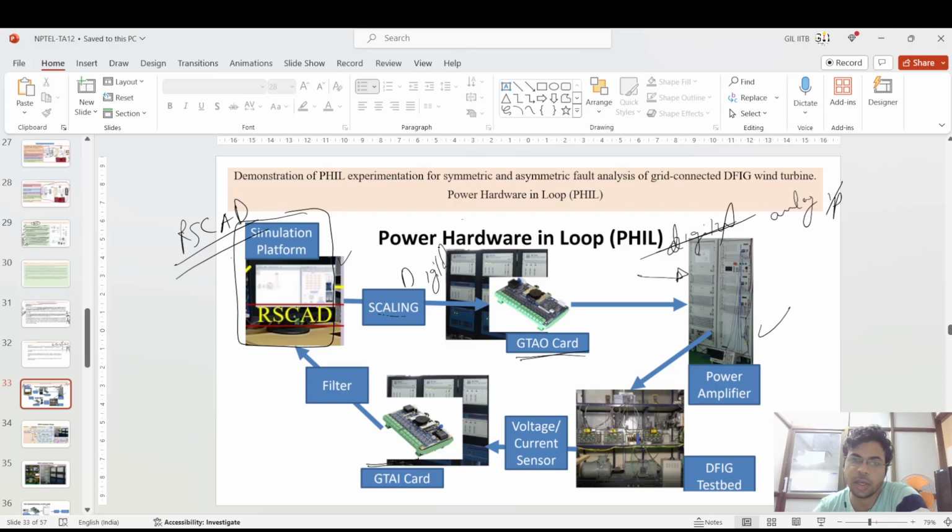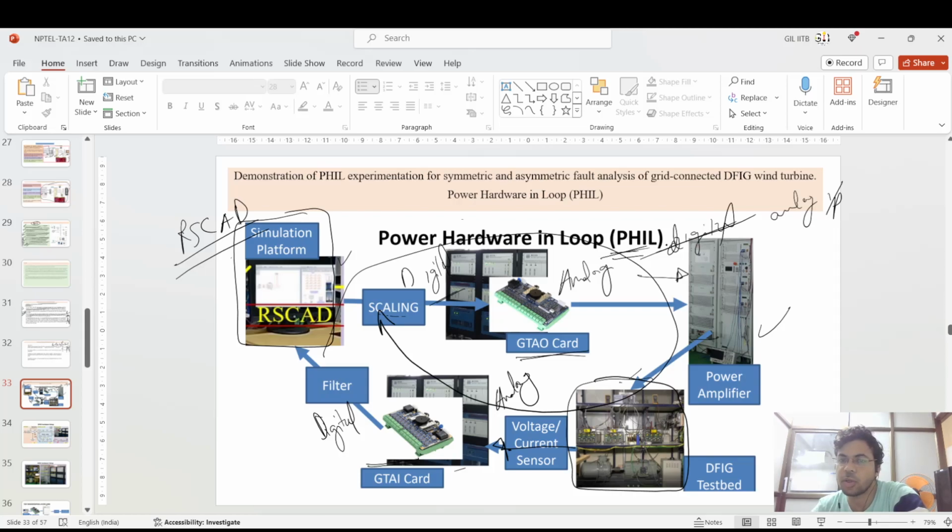So this RSCAD will generate the digital signal, and this GTAO card will take the digital signal and generate the analog signal. Then it is fed to the power amplifier based upon the voltage and the current level. Then this is the DFIG based control setup inside of that. Then it is fitted into the system. Then the voltage and current sensors will give the voltage and current reference, and this signal is analog. Then again it has to be converted into the digital domain to be fed to this RSCAD to do a PHIL setup, PHIL loop.